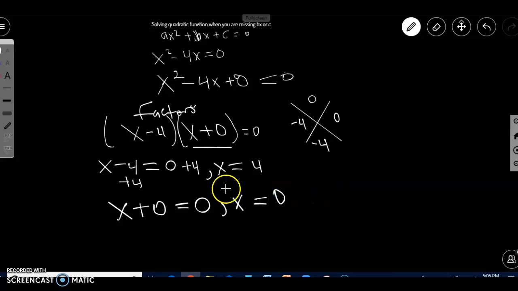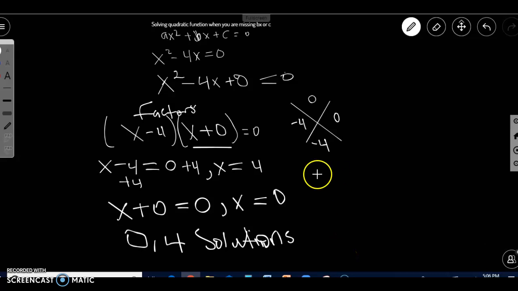So the two numbers that satisfy this quadratic function are 0 and 4. And these two numbers are the solutions. So that's how you can insert the c part and solve it. If you don't want to insert the c part to solve it, let's see how we can go about that too.